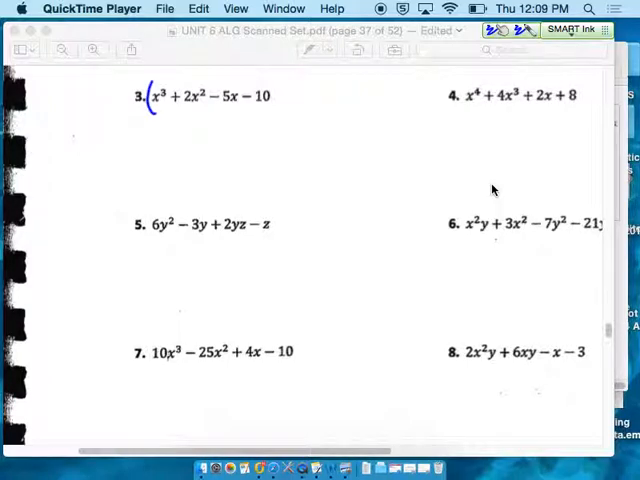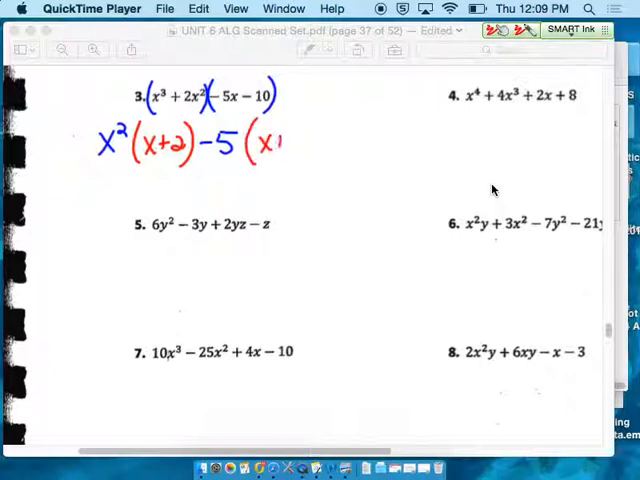So if I group up, and I'll put the negative sign in the second grouping, looking at the first pairing, x squared is common to both. And that leaves me with x plus 2. Looking at the second pairing, if I factor out a negative 5, then what would remain behind would be x plus 2. So then my factors become x plus 2, and now I have x squared minus 5.